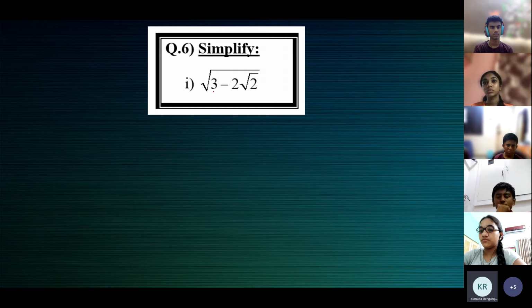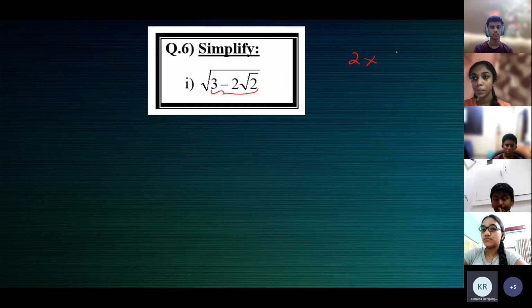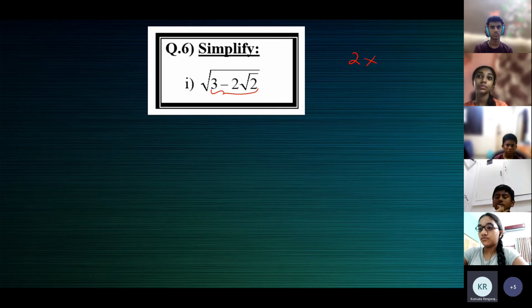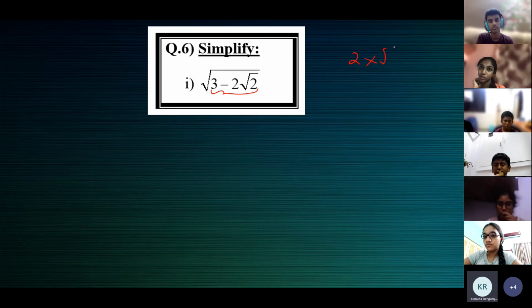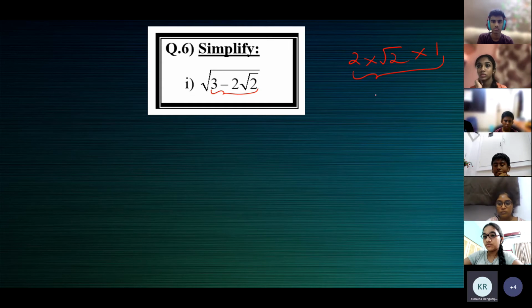So here the thing is, we are trying to write 3 minus 2 root 2 as a perfect square. Now 2 root 2 is very simple. 2 you cannot decompose further. Supposing it was 4, I can write it as 2 into 2, but 2 is 2, I can't do anything with it. Similarly, root 2 also is very simple. 2 into root 2, so you can add 1 with it so that it looks like 2ab: 2 into root 2 into 1, 2 into a into b.